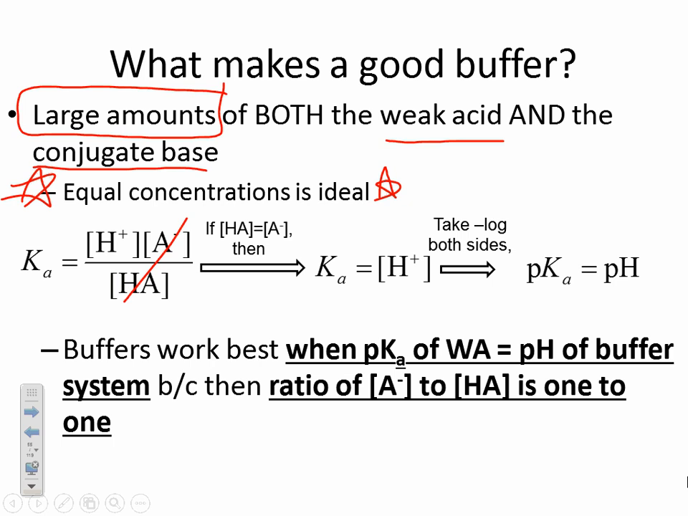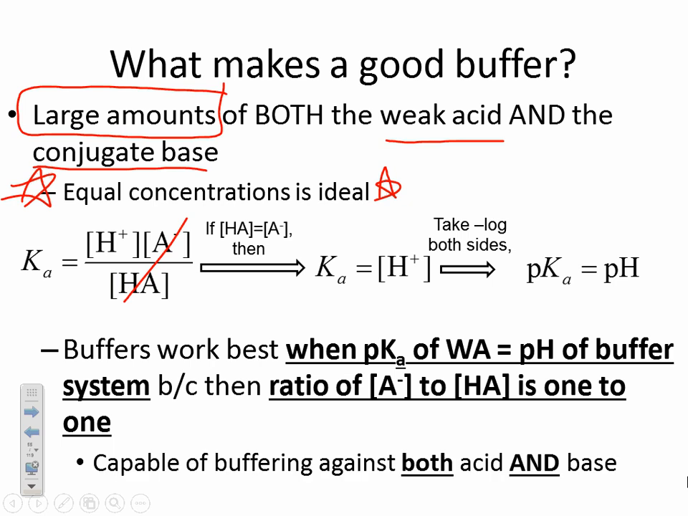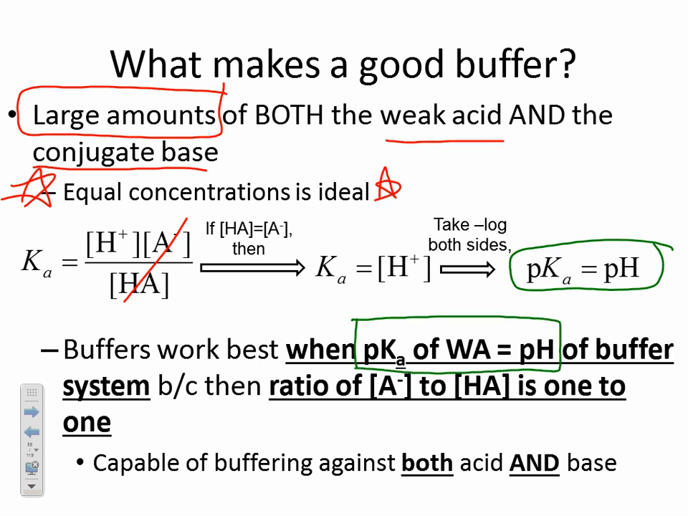If you have equal quantities of both your weak acid and its conjugate base, then you're going to wind up with this situation right here. Buffers work best when the pKa of the weak acid component of the buffer is equal to the pH of the buffering system. The reason is, if the pKa equals the pH, then you have equal quantities of HA and A minus. Why do you want equal quantities of HA and A minus? Because of this point right here.